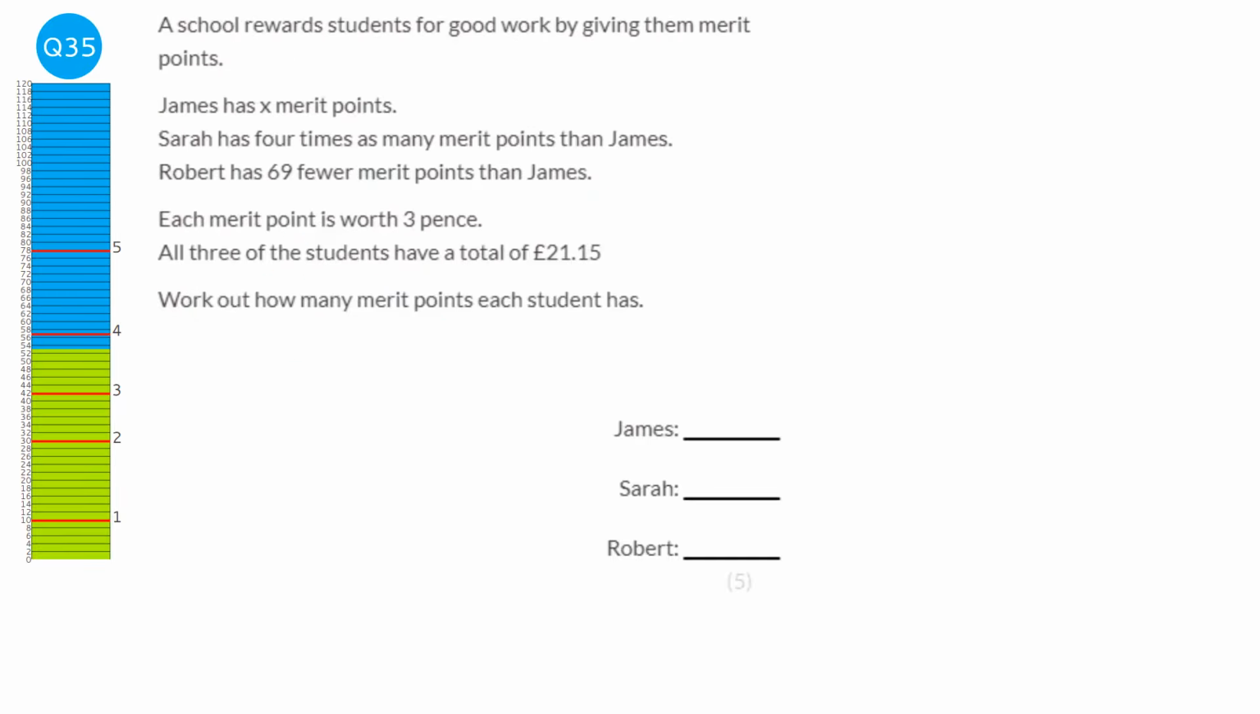There's a lot going on with this question, so I'm going to start off just having a look at the total amount of money. I'm going to do this in pence, so 2115 pence. And if each merit point is worth 3 pence, then we can work out the amount of merit points by doing 2,115 divided by 3. So that gives us 705. So there's 705 merit points.